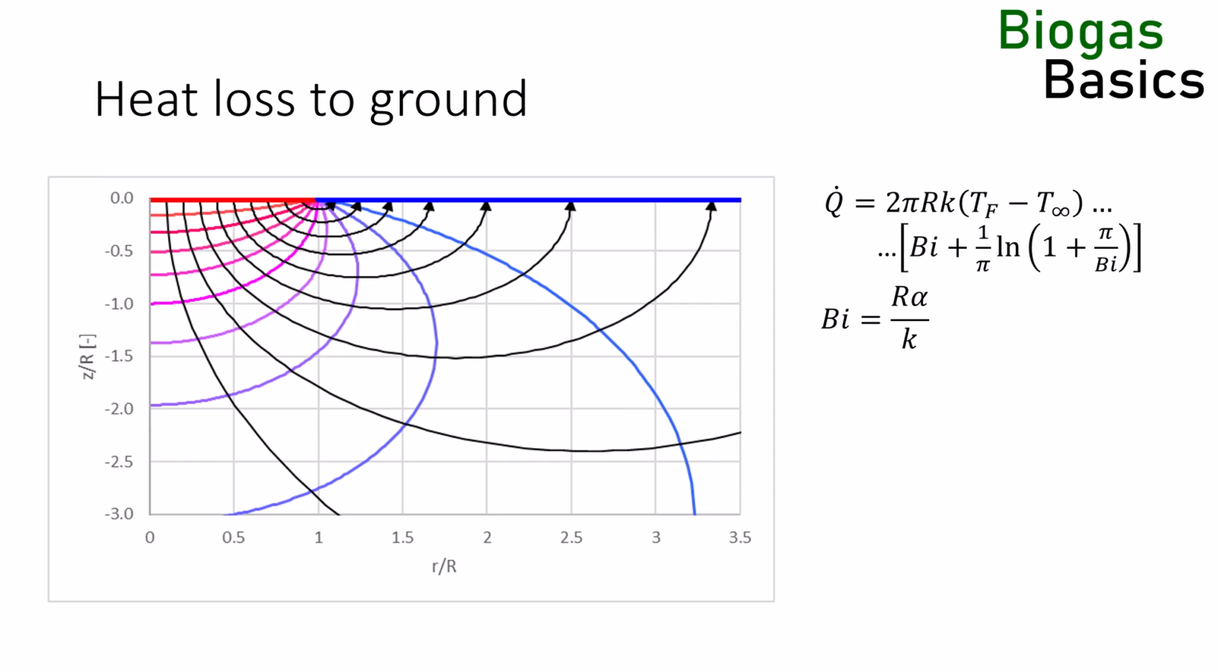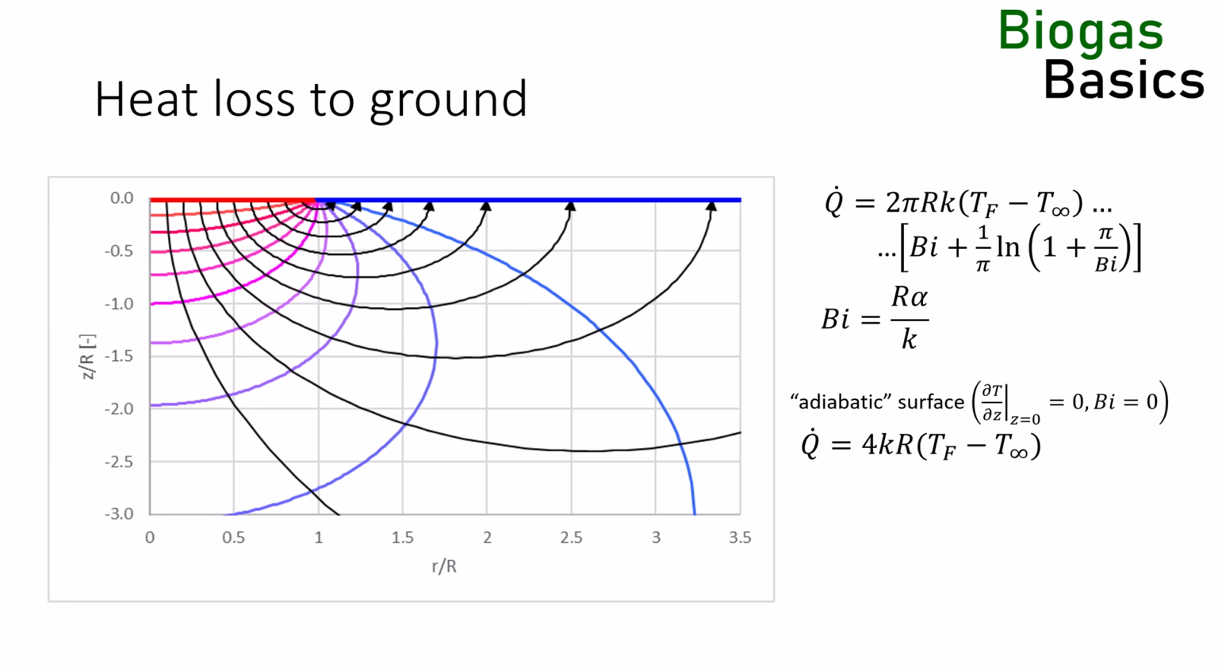The formula looks nice and neat, but it relies on some restrictive assumptions. The circular tank sits in an infinite empty plane and the soil heat conductivity is constant. At z equals 0 and r smaller than the tank radius, the temperature is the digester temperature. There are two extreme cases which simplify the equation.